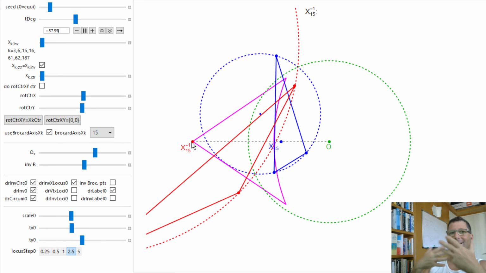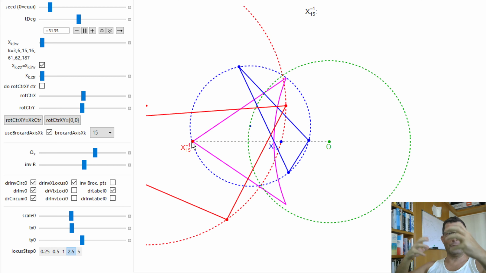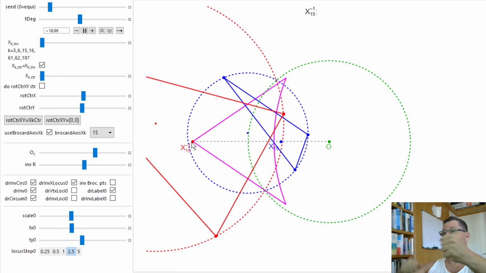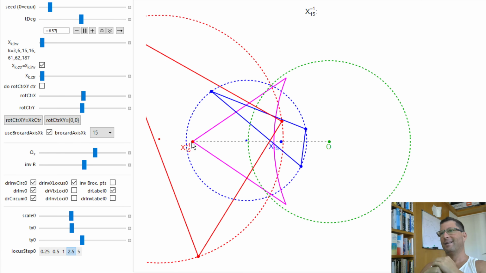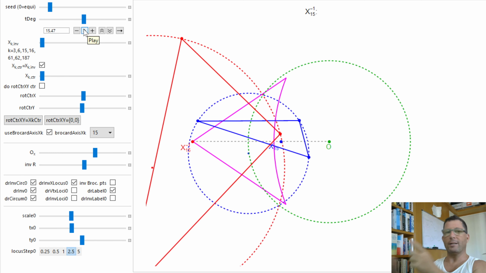So this is almost like an astable multivibrator in the sense that you have two states, and one of the states is stationary and the other state is moving. So it's a very fascinating locus. Now let's continue to actually move O inward. It's going to continue to move O inward, closer to this stationary pivot point x15, and let's see what happens.